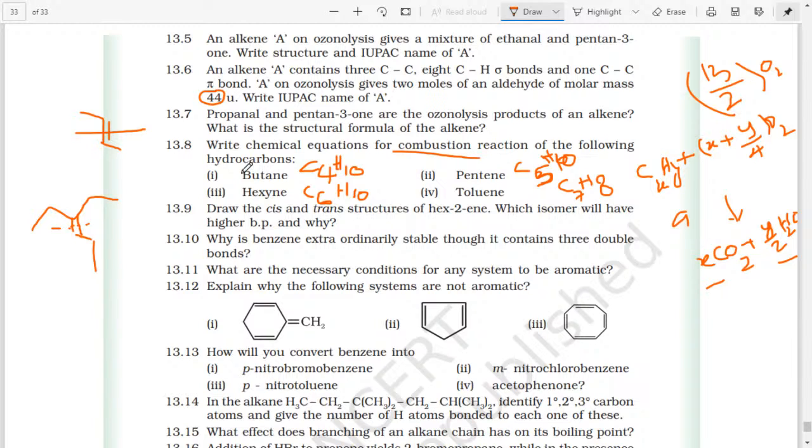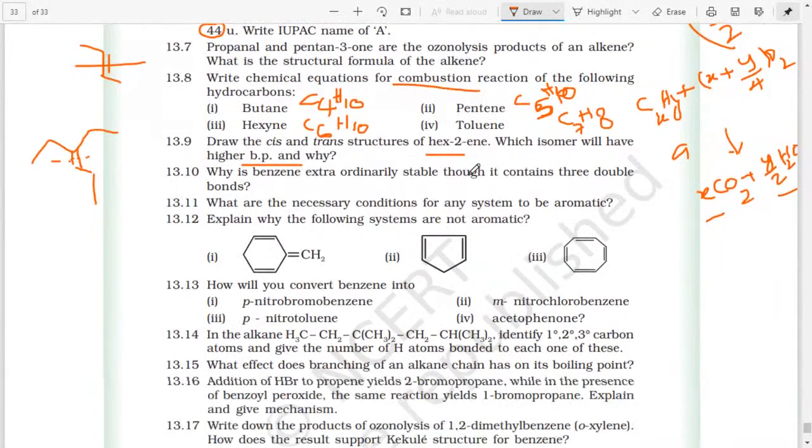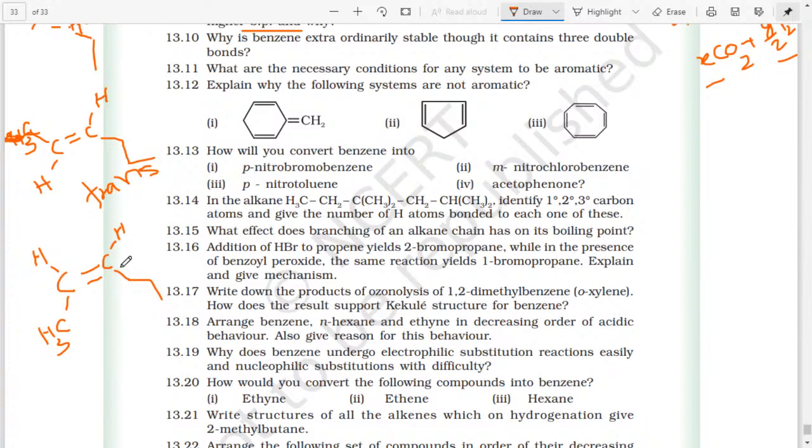Next, draw the cis and trans structures of X2-ene. Which isomer will have higher boiling point and why? It is a very, very important concept, students. X2-ene, cis trans isomers. So this is 1 2 3, 1 2 3 4 5 6 carbon. Yes, this is cis compound.